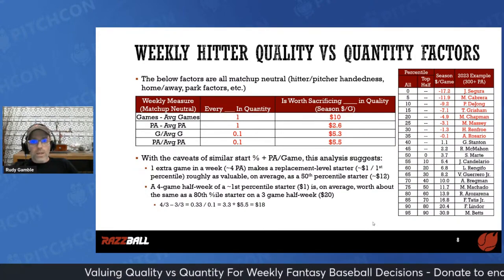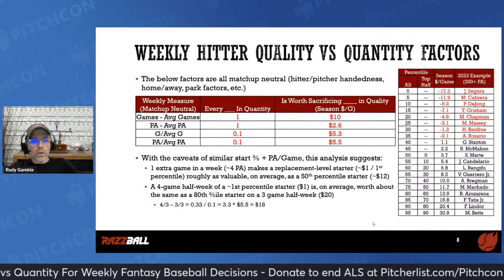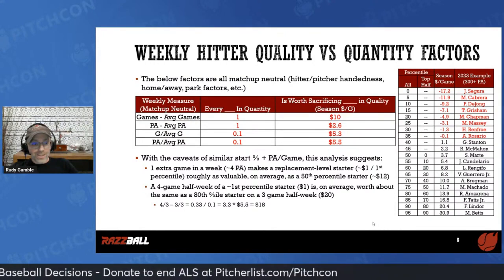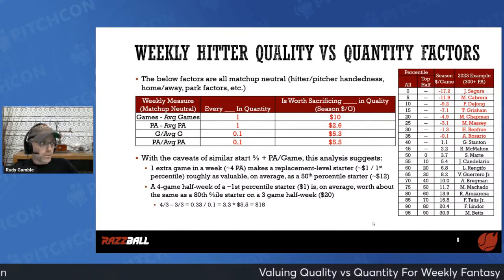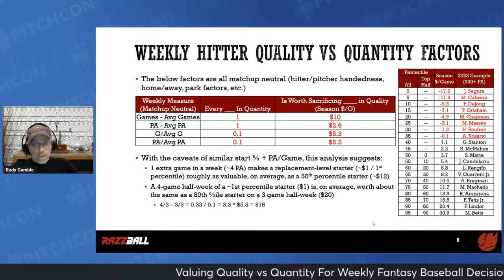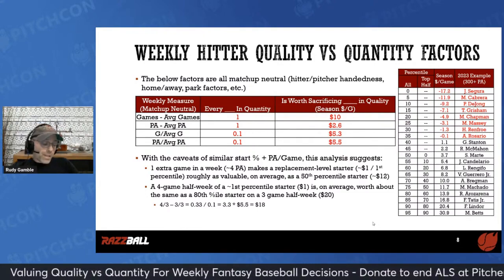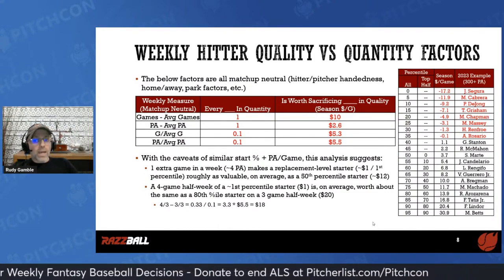So when I say a replacement level starter is roughly equal to a 50th percentile starter, it's saying that if you gave me an extra game and they start the same amount of games, Giancarlo Stanton last year would have been as valuable as Machado. That seems crazy. Machado's season per game looks really small in this, and the reality is that he got by a lot, at least last year, on volume.